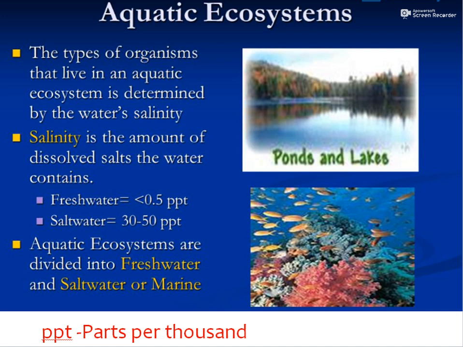So it's based upon this salinity, which is the term we use to define the amount of dissolved salts. So the salinity would be less than 0.5 parts per thousand for fresh water, and for salt water, it could be 30 to 50 parts per thousand in the case of marine ecosystems.